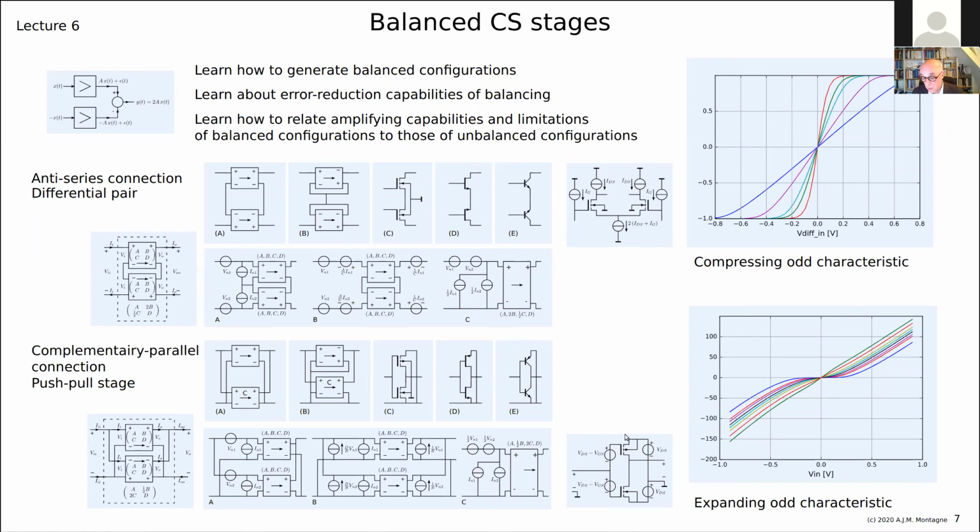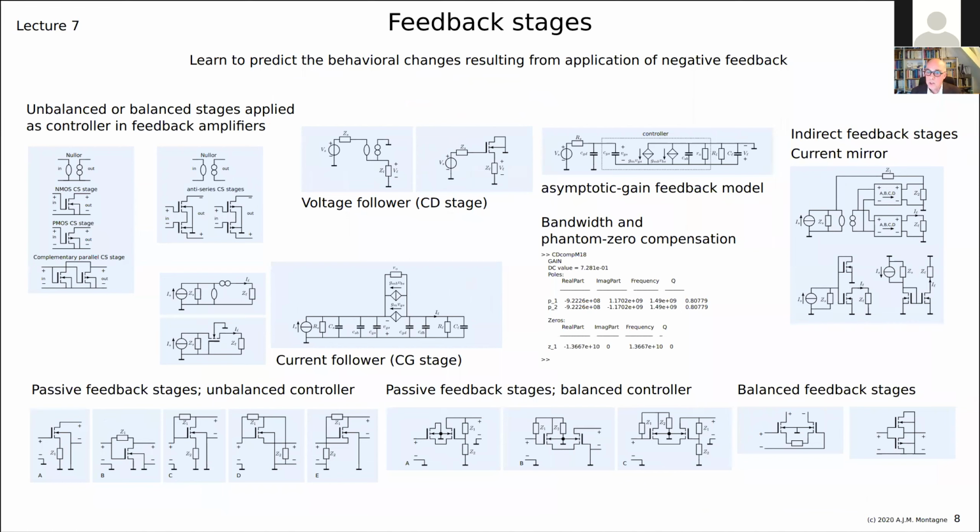And this we can also do for another error reduction technique that we have already studied in the bachelor phase, which is negative feedback. If we know in which way a stage behavior changes, or an amplifier behavior changes, if we apply negative feedback, then we can predict the changes if we go from a CS stage to a CS stage with feedback. So that is basically what we will do.